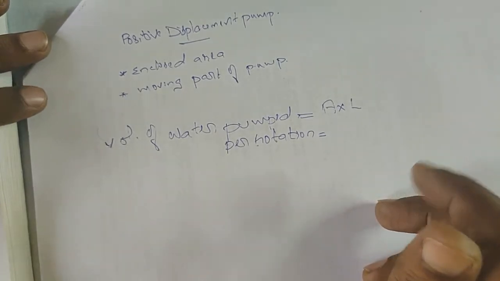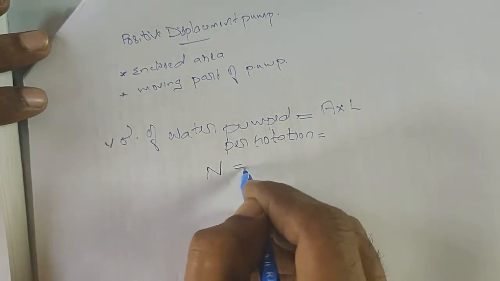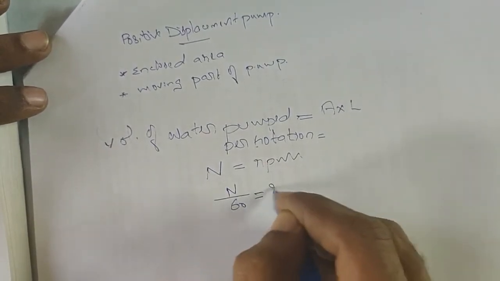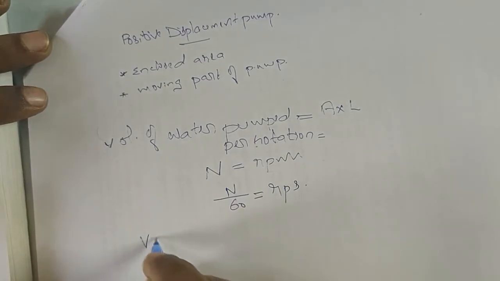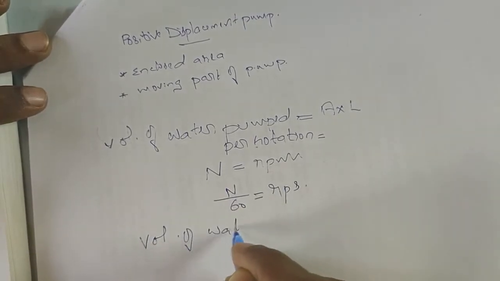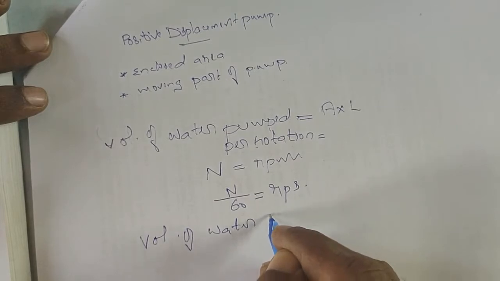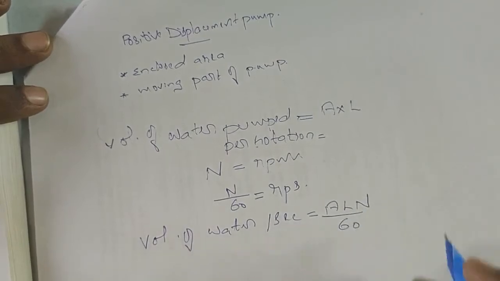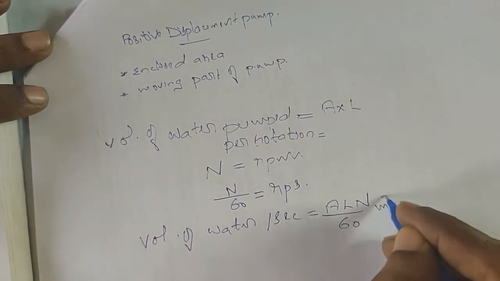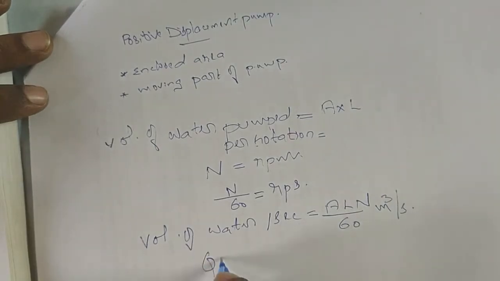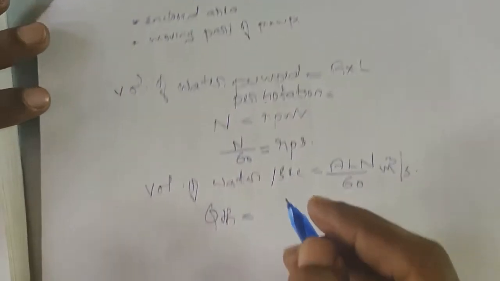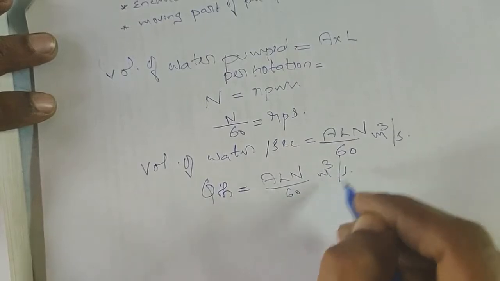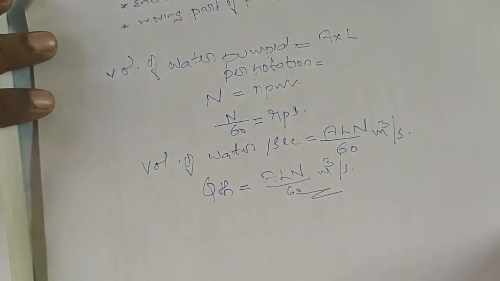length of the stroke. So if N is the rotations per minute, then N by 60 will be the rotations per second. So the volume of water pumped per second will be equal to ALN by 60, this much meter cube per second. So this is the theoretical discharge Q_TH for a reciprocating pump, that is ALN by 60 meter cube per second. This is the theoretical discharge.